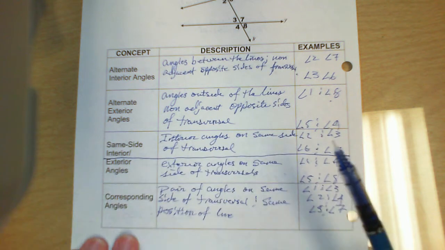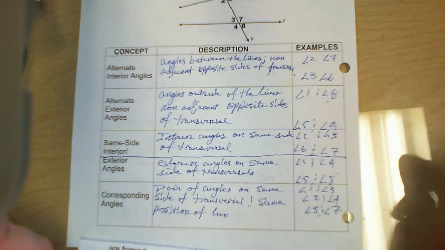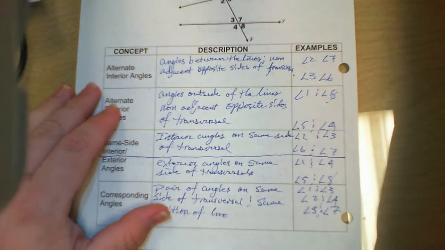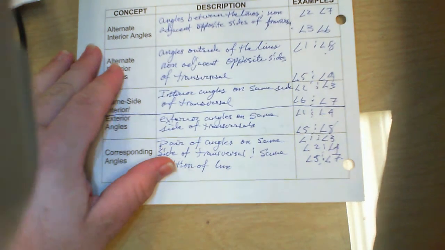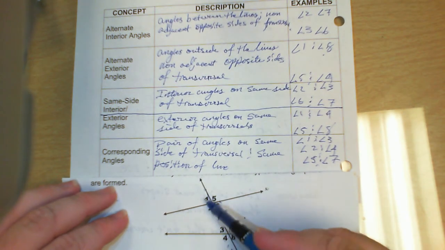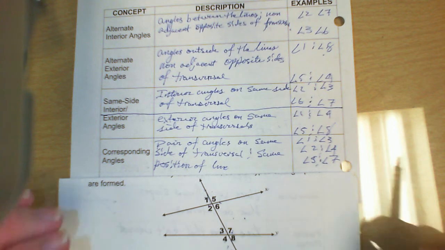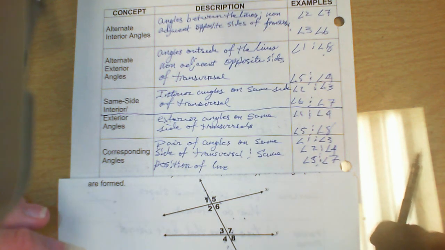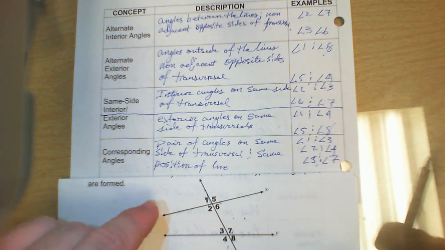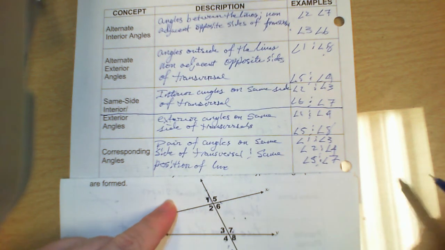Okay? The final one is corresponding angles. They're a pair of angles on the same side of the transversal and the same position of the line. Okay, this one's a little bit more tricky, but not too much. Okay. So for example, 1 and 3. They correspond to each other because out of the intersections, they're basically in the same fourth of the intersection. So 1 and 3.